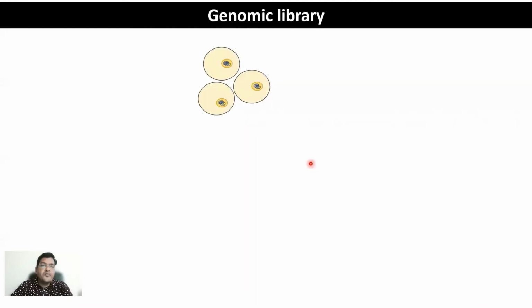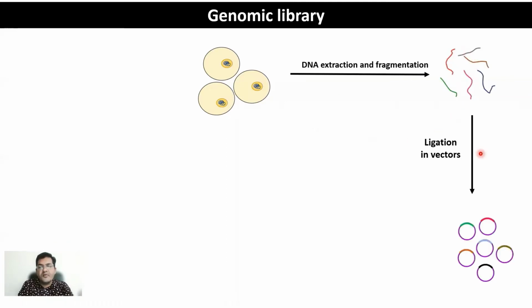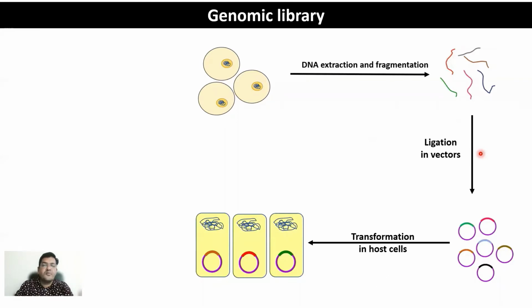So here we want to make a genomic library of the DNA present in these cells, right? This is your eukaryotic cell. You have a plasma membrane, you have a nuclear membrane, and inside the nucleus, you have the genomic DNA. The first step, of course, is to extract the genomic DNA. That could be done using the phenol chloroform method or the trizol method, and then you need to fragment it to generate smaller fragments, right? These fragments can then be ligated into vectors, and vectors can be transformed into host cells, giving you the final library. Here I show you three cells that contain different fragments coming from the original genomic DNA.